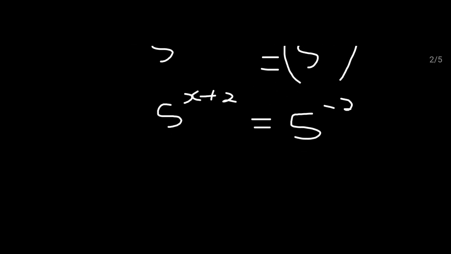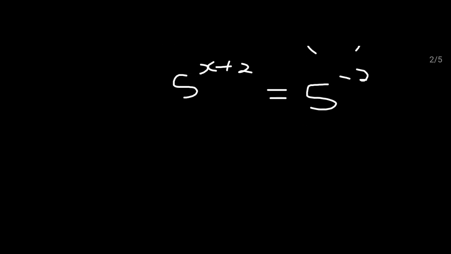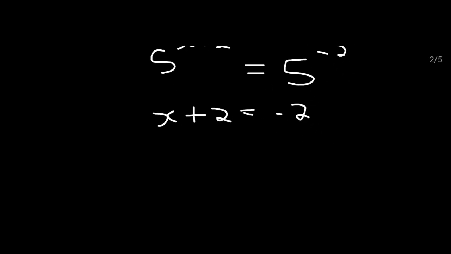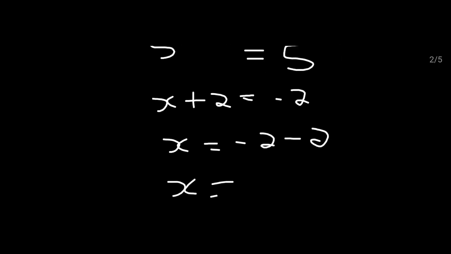Now you can see we have the same bases, so we can drop the bases and equate the exponents. The exponent of the first 5 is x plus 2, and it is equal to the exponent of the second, which is negative 2. Then resolve: x equal to negative 2, transpose the 2 over to negative 2, and then x equals negative 2 minus 2, which is negative 4.